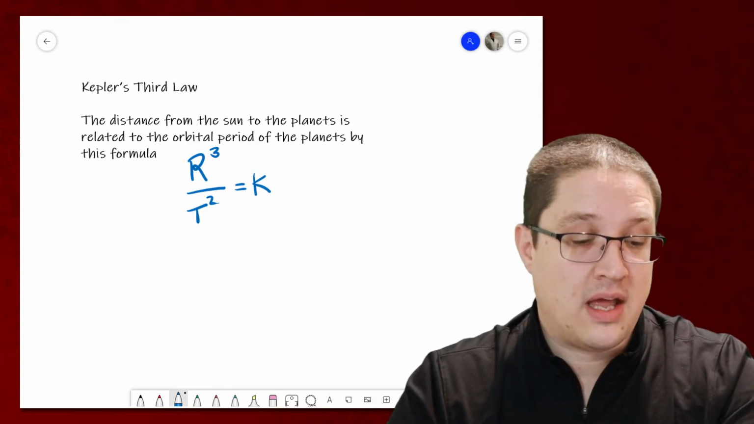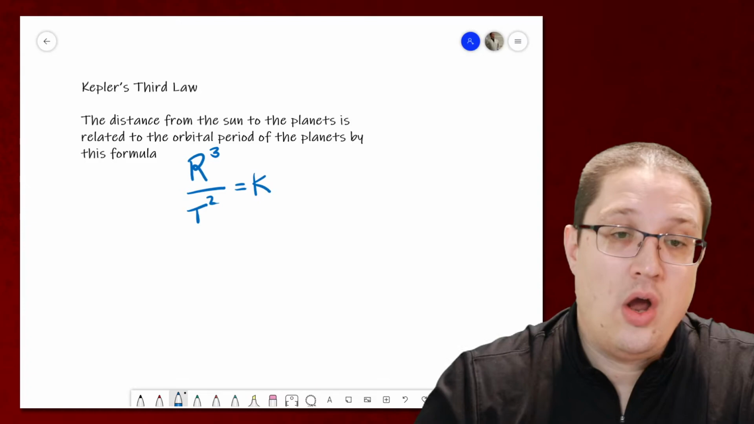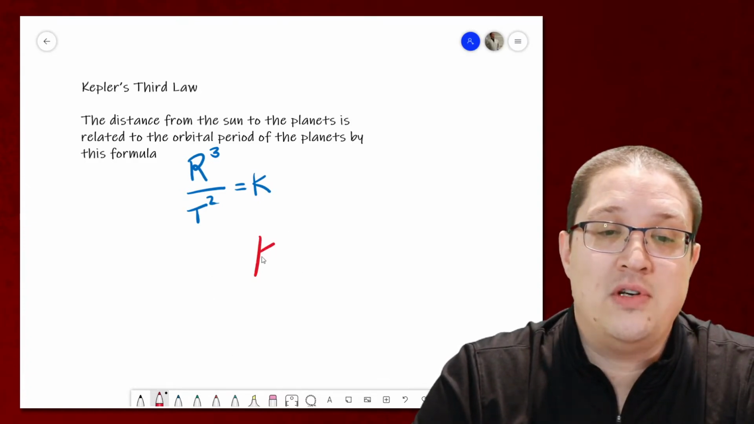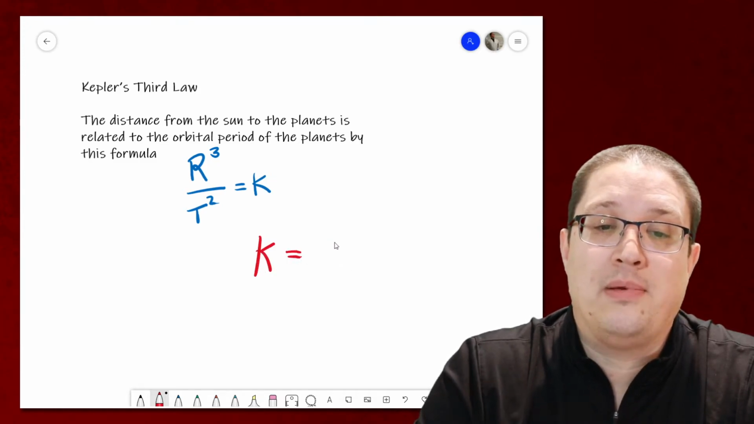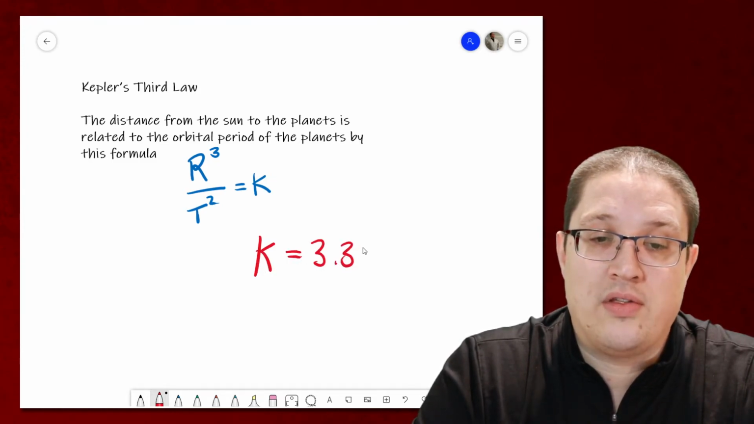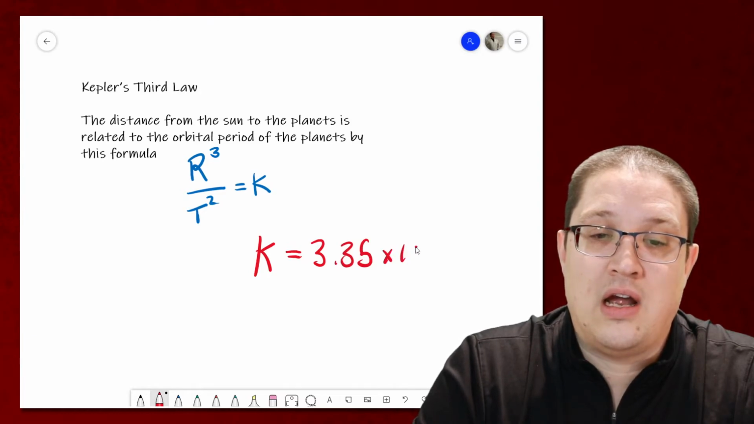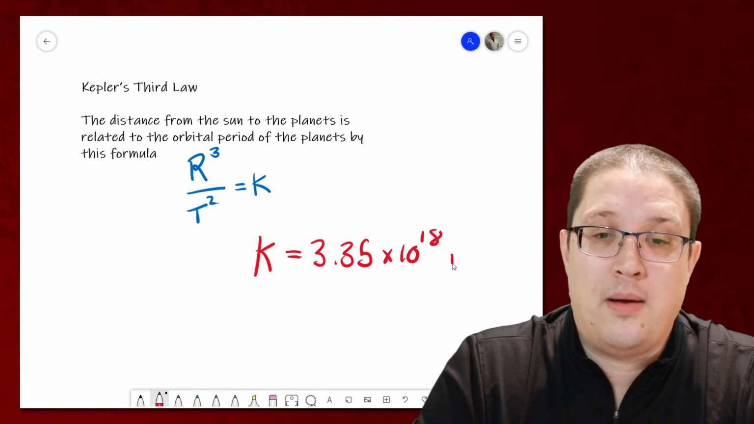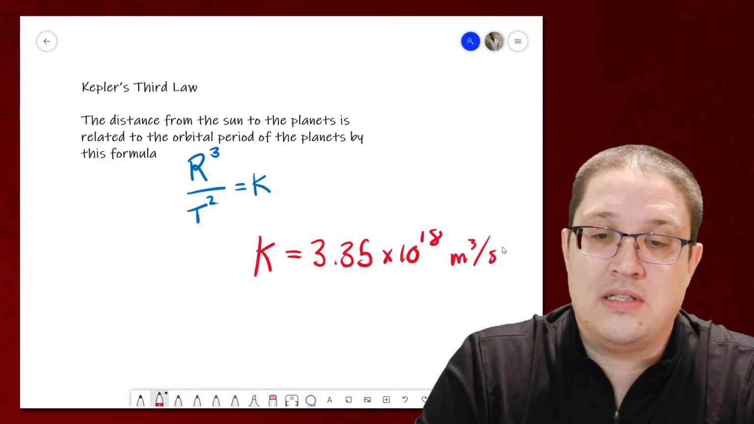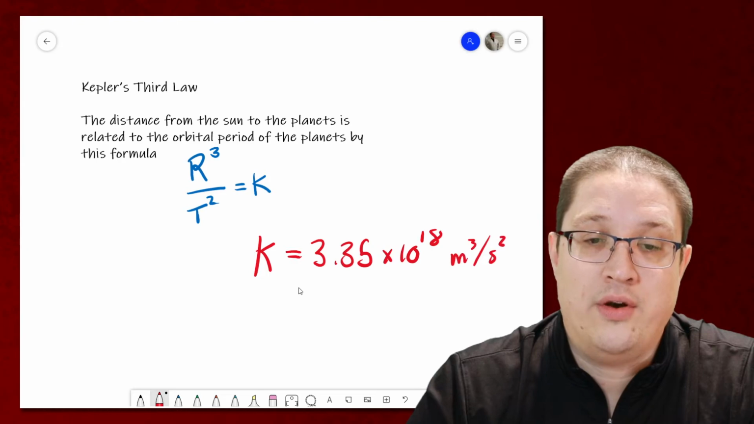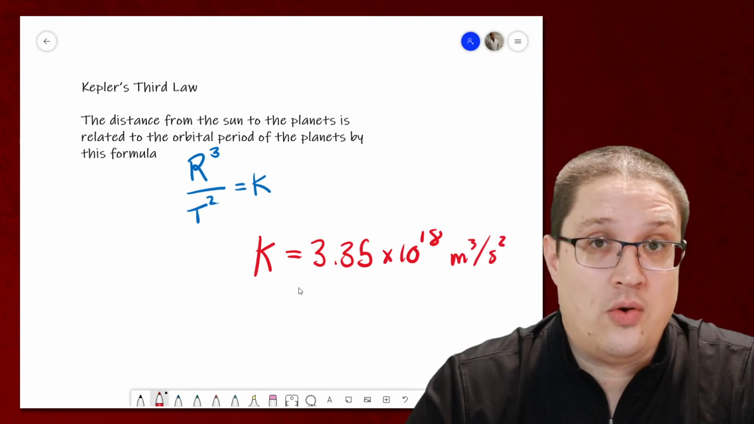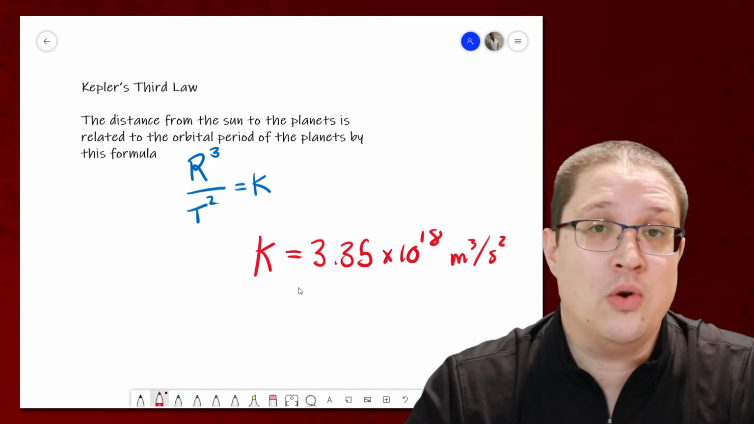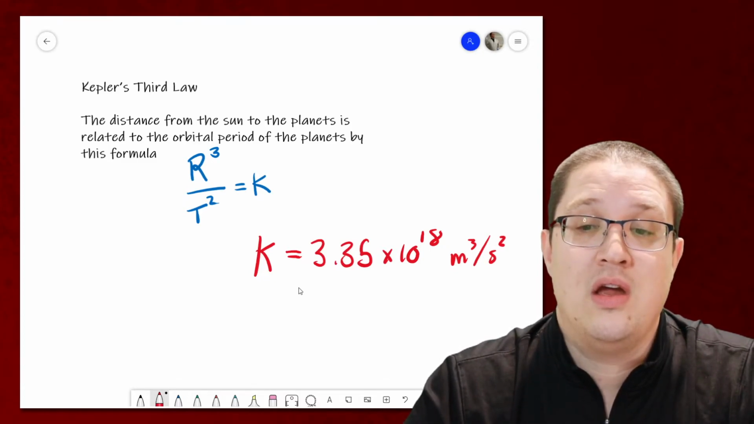Kepler's constant remains the same for every object orbiting the Sun. Now, that means that the Earth and Jupiter all have the same value for Kepler's constant. And for objects orbiting the Sun, Kepler's constant is 3.35 times 10 to the 18 meters cubed per second squared, kind of a weird unit. This does not hold true for objects orbiting a different object. So, for example, the Moon orbiting the Earth will have a different value of Kepler's constant.